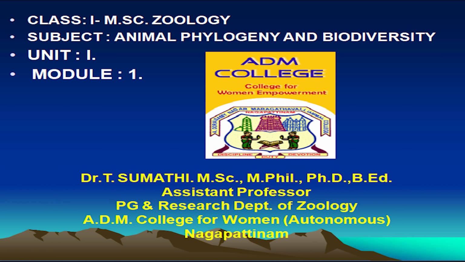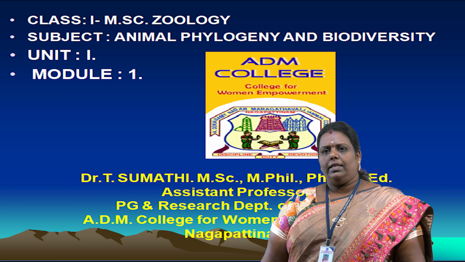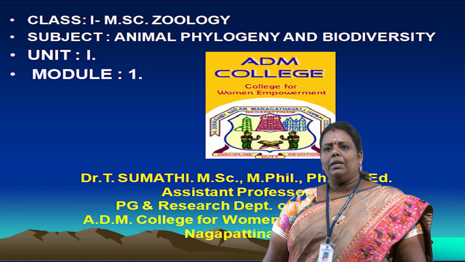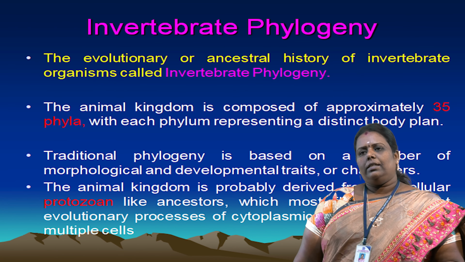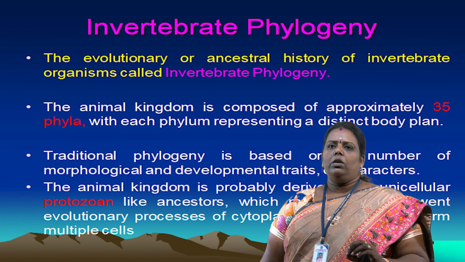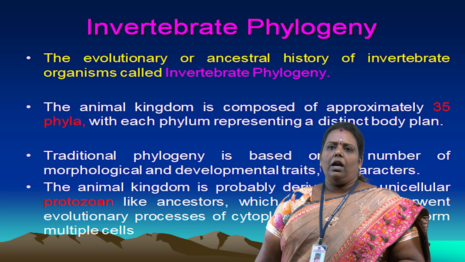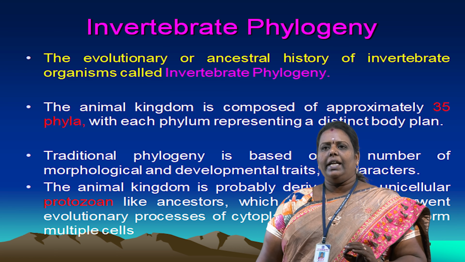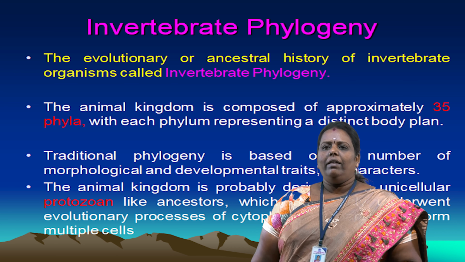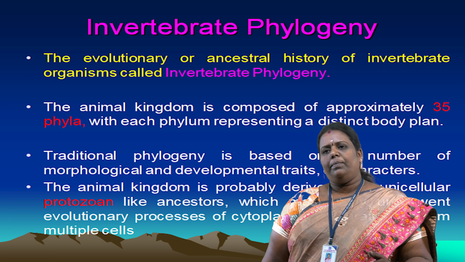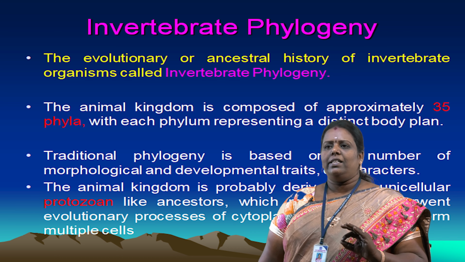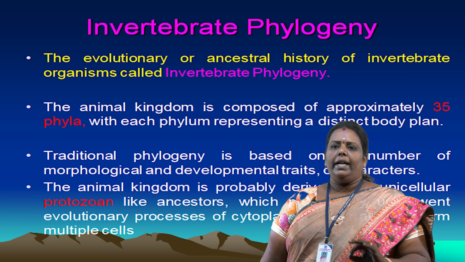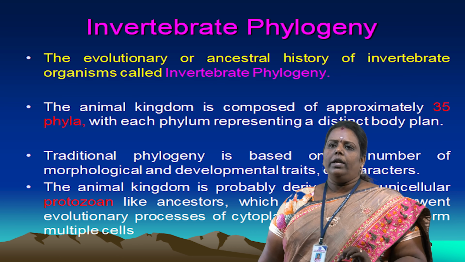In this module, we have discussed the topic Animal Phylogeny and Biodiversity. This is Unit 1, first semester Zoology paper and Module 1 also. In this slide, we have known about what is meant by phylogeny and especially invertebrate phylogeny. Why do we study invertebrates first? The evolutionary ancestral history of invertebrate organisms is called invertebrate phylogeny.